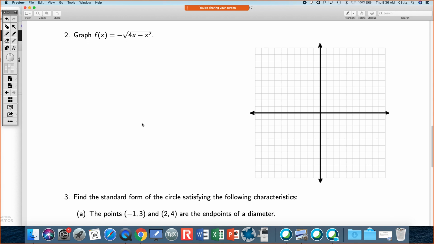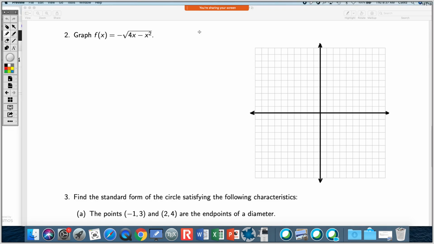All right. So what about this function? It says graph f of x equals negative square root of 4x minus x squared. So at first glance, it doesn't look like this has any business being in this section. Okay? But remember, when you graph a function, we graph the equation y equals f of x. So what we're trying to graph is y equals negative square root of 4x minus x squared.